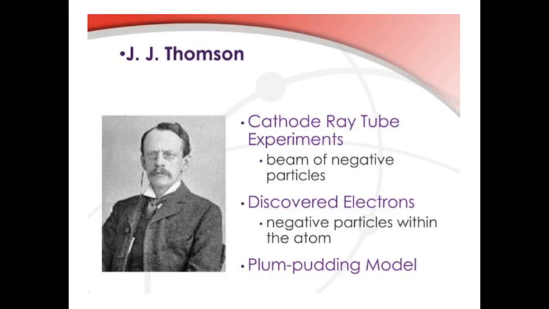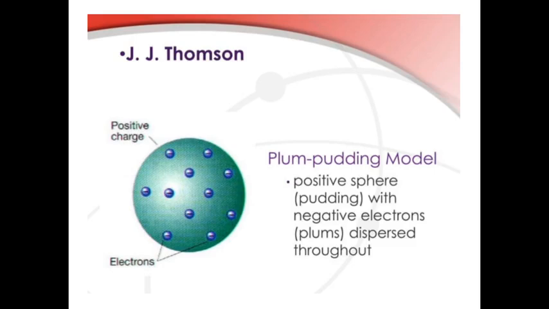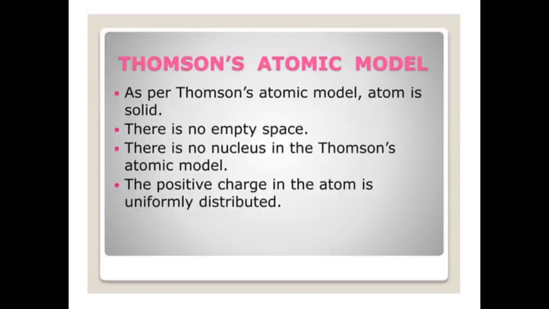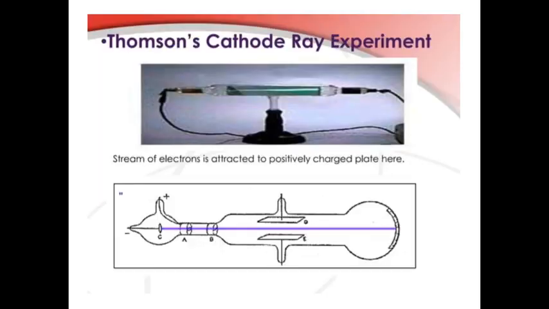And in this process, he discovered electrons, which are negative particles within the atom, and he also developed a model of an atom called the plum pudding model. The summary of his atomic model is that the atom is solid. There is no empty space. There is no nucleus in that model, and of course, the positive charge in the atom is uniformly distributed.